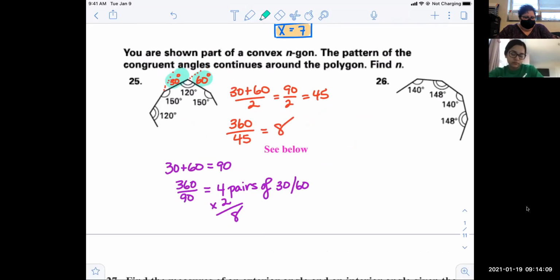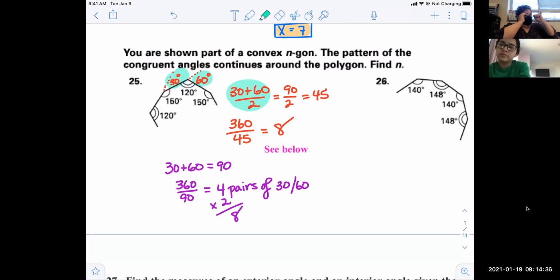The way that Seth did it, he's kind of saying when you average the 30 and the 60, it's sort of like you're pretending it's regular, right? It's going to work out the same if you alternate between 30s and 60s, or if you just made it regular where they're all 45s. So when he did the average, he doesn't need to change his answer because that's the same thing as saying there would be 8 45-degree angles. It's the same as saying there's 4 30s and there's 4 60s.